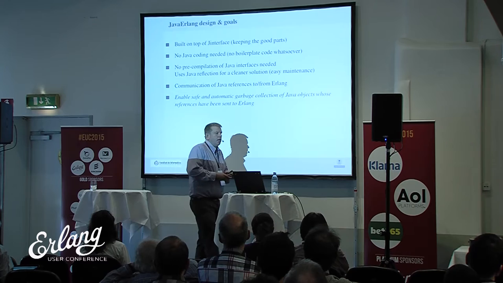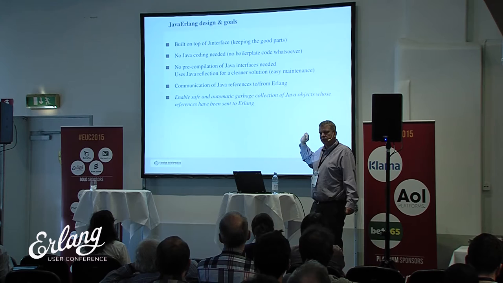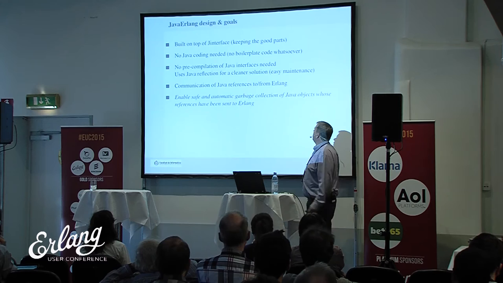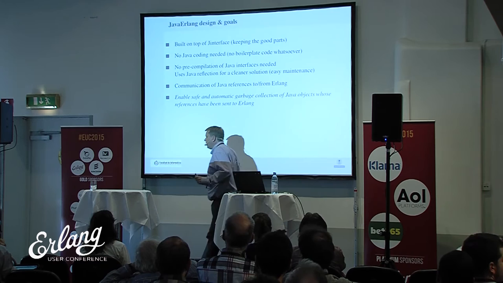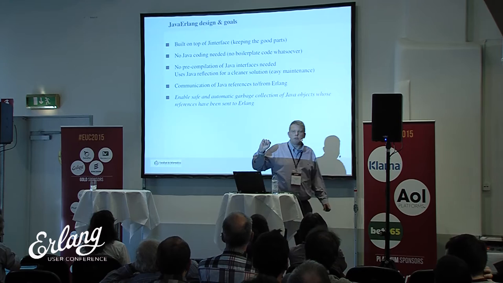So in some sense, if we start passing object references from Java to Erlang, it is sad if we cannot any longer garbage collect them. So we want to enable safe and automatic garbage collection of Java objects whose references have been sent to Erlang. And there are two issues here. One issue is, suppose we send an object reference from Java to Erlang, well, maybe Java forgets about this object reference and it starts garbage collecting the underlying object. That wouldn't be good. So we don't want Java to garbage collect too early.